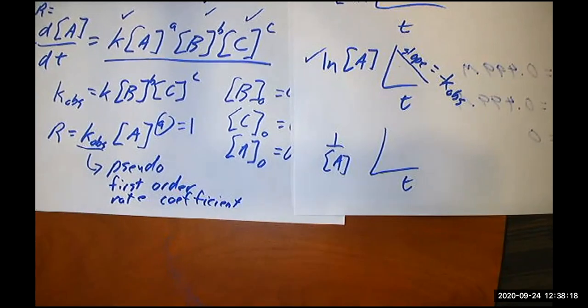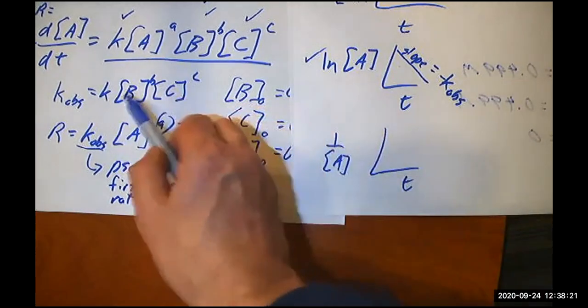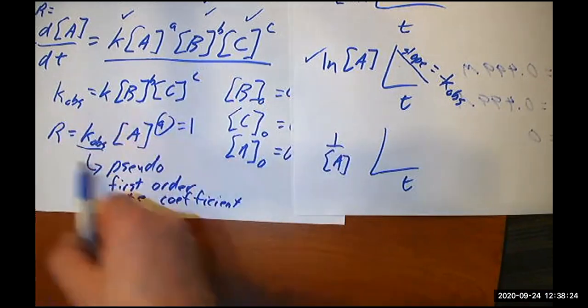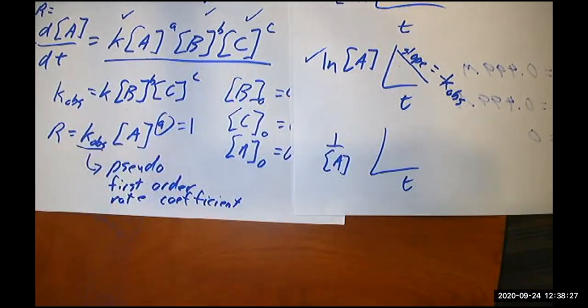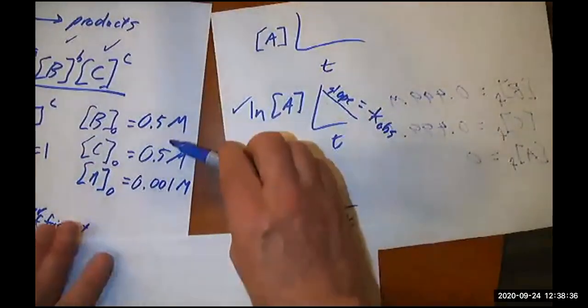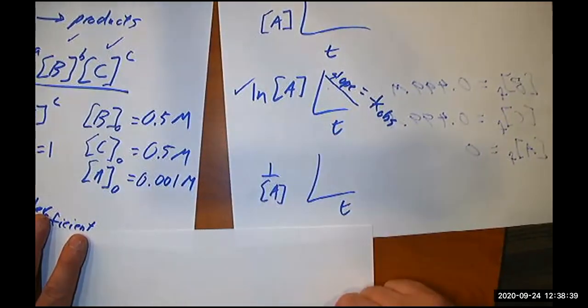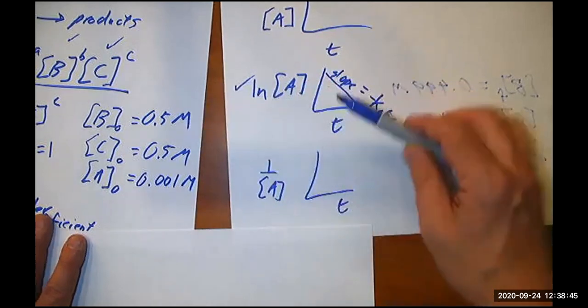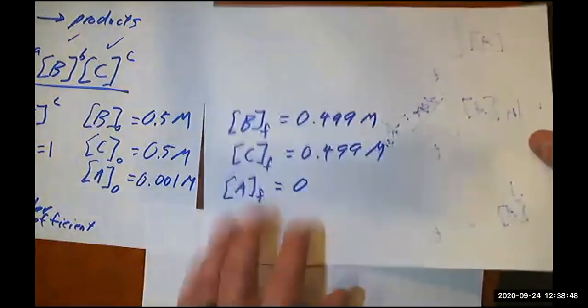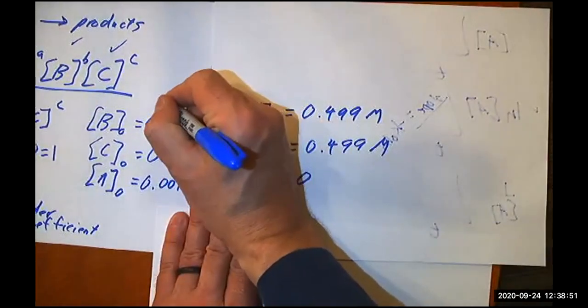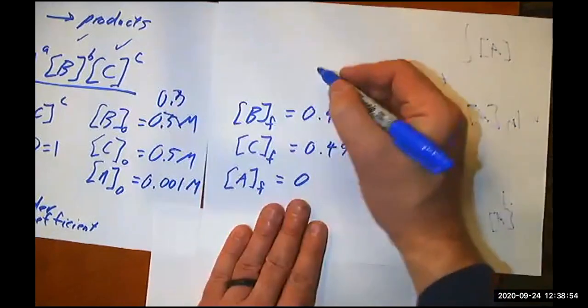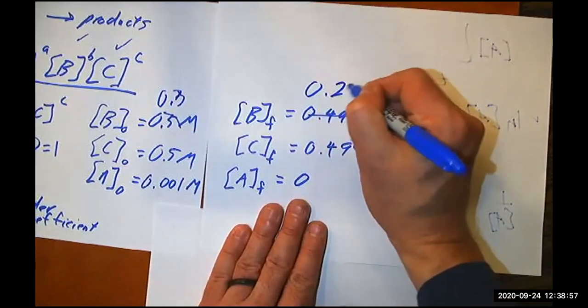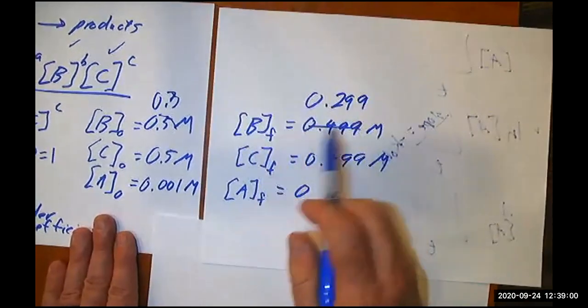Because it's not really a rate coefficient because it has these concentrations that are part of it, but in terms of the functional form of this equation, it's acting like one under these flooding conditions. So what we can do, though, is flood with different amounts of B and C. If B were 0.3 instead of 0.5, it would still be flooded, because if this were 0.3, then this would be 0.299, and so it's still flooded.